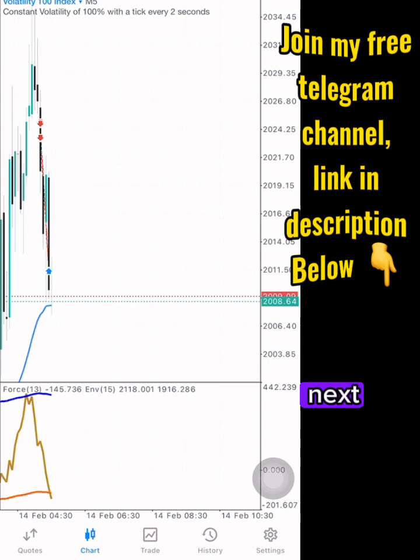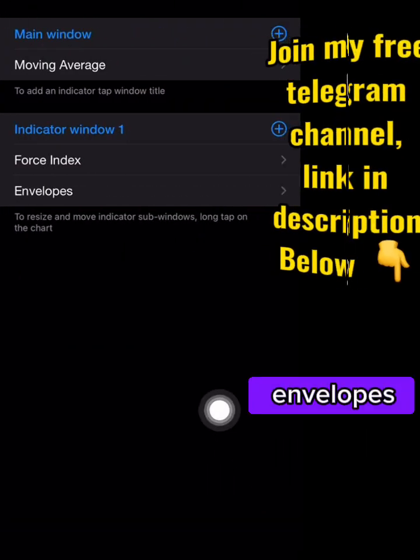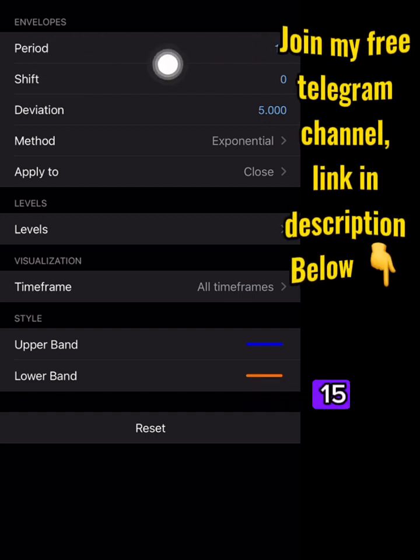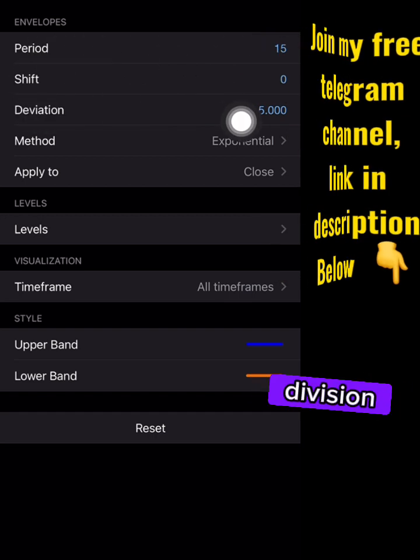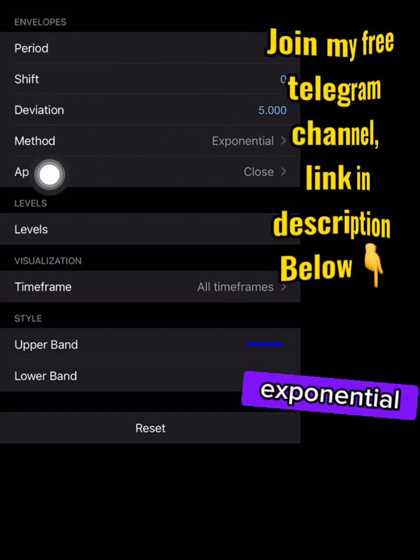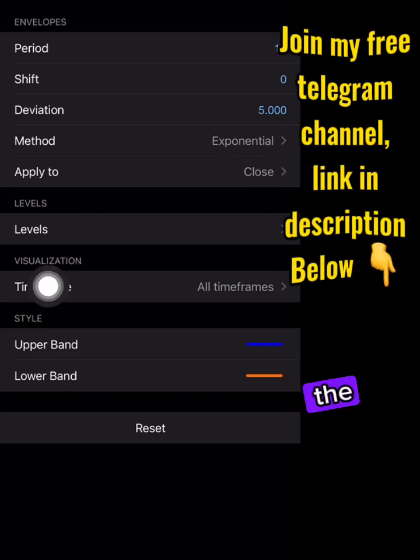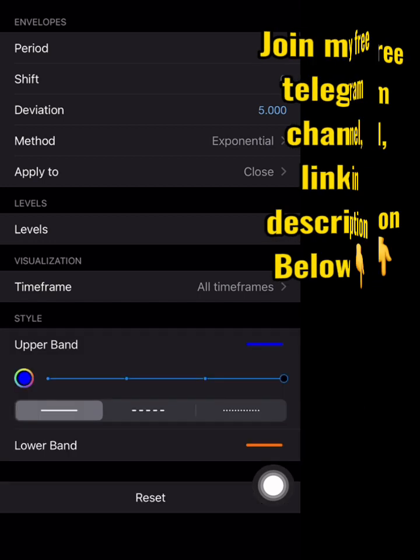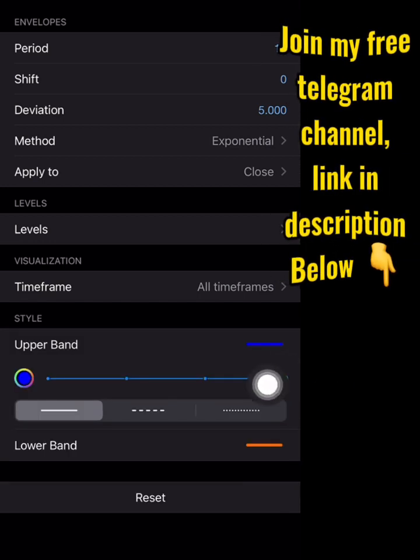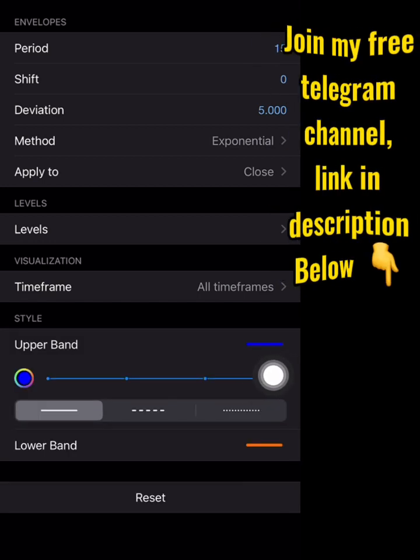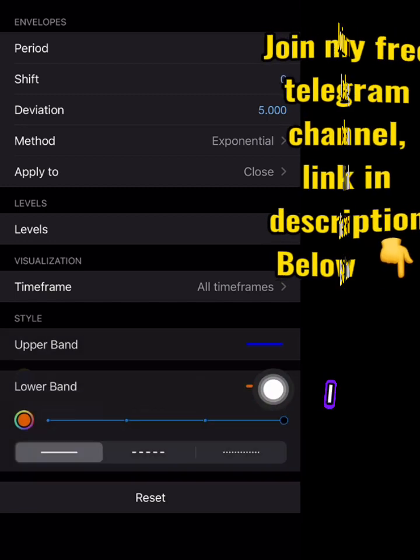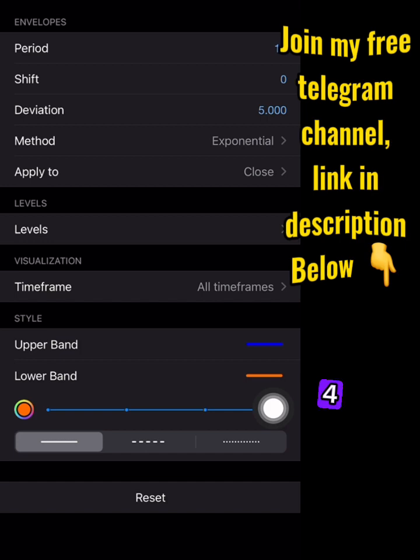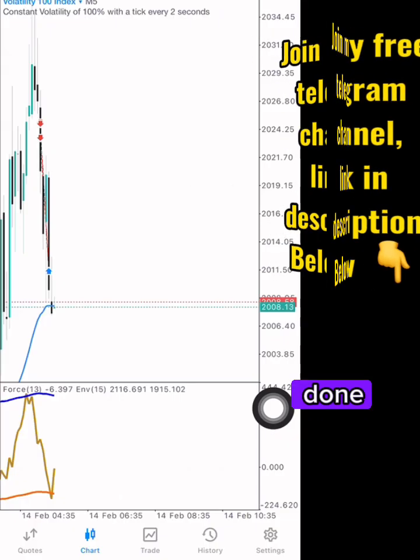So the next one is envelopes. You click on envelopes: period 15, shift 0, deviation 5, method exponential, apply to close. Forget about the levels and all this. Then upper band, choose blue, and then choose the 4 pixel. Then lower band, I choose orange, you can choose orange or red, anyone. Then the 4 pixel, right? Click done, and that's it.